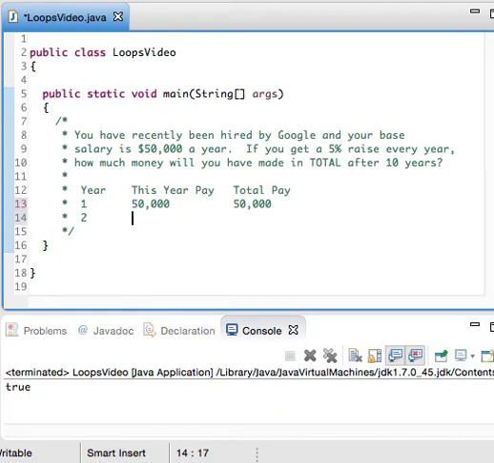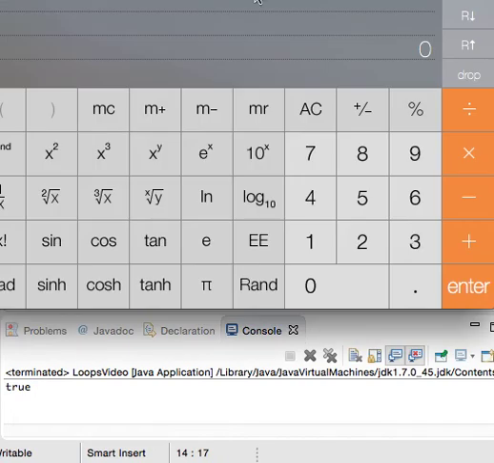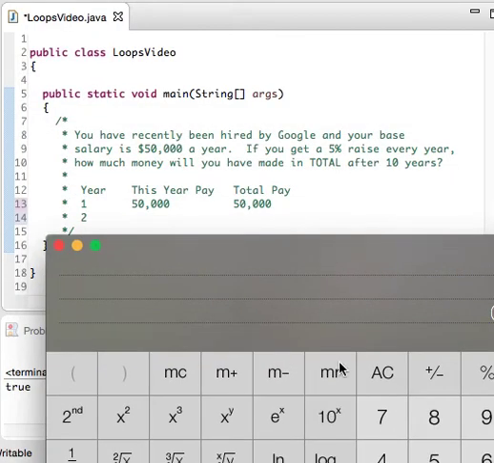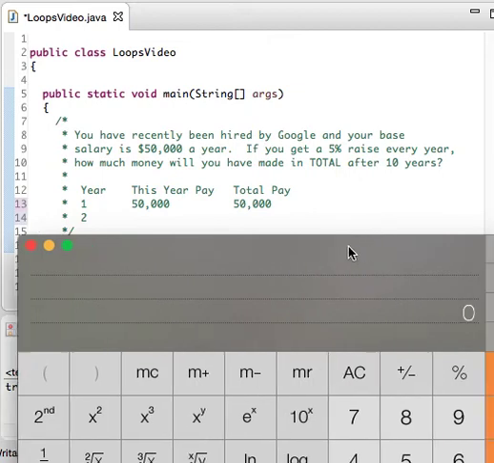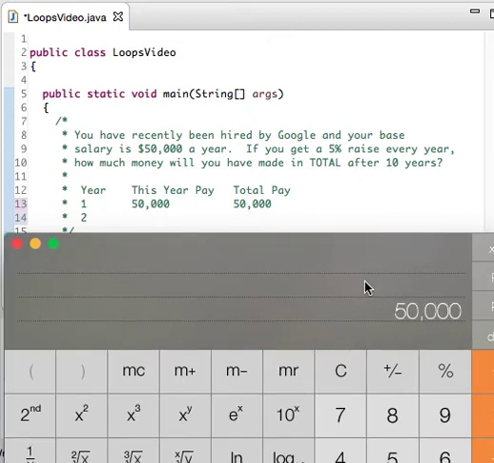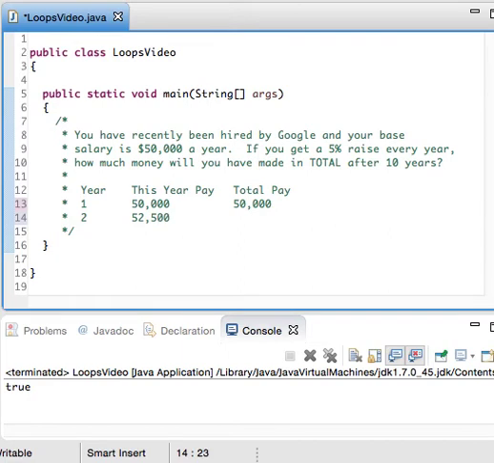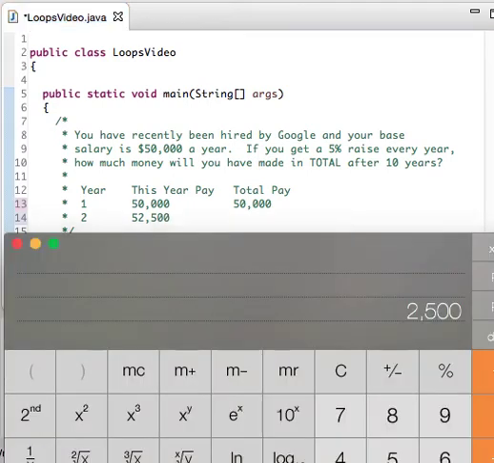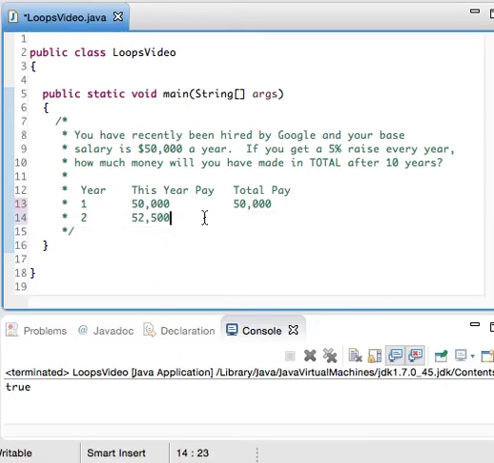So if I bring up my calculator here, we can do a quick little number crunch. I'm going to take $50,000 and multiply that by 0.05, and that'll give me $2,500. So $52,500 should be my next year's pay. Now there's a faster way to figure that out, and that is if I take 50,000 times 1.05, that'll include the payment and the increase at once. So we're going to be multiplying by 1.05 in our solution.